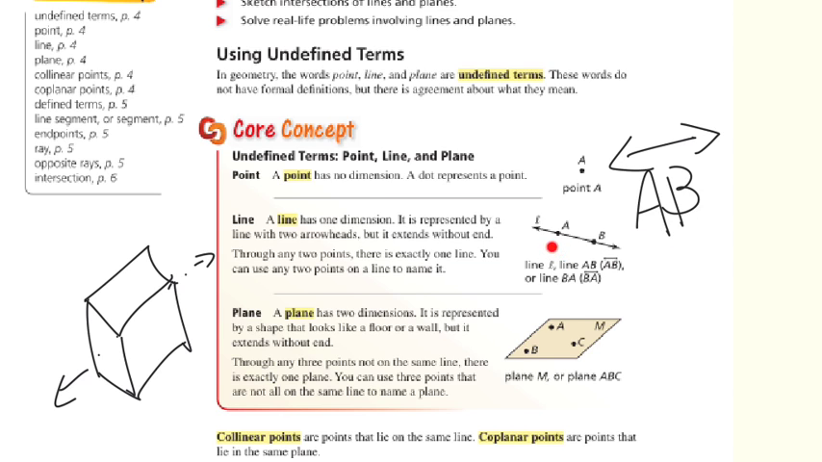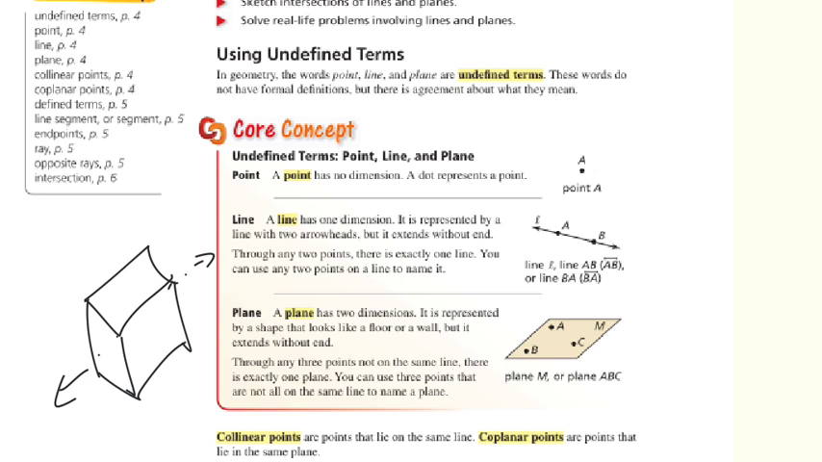Now sometimes in a diagram, you won't have any points labeled on a line. In that case, they would just use a lowercase letter to name the line. If I were writing about this, I would call it line L. All right. Let's take this away for a second and move on down to the plane. Oh, wait, I want to point something out.